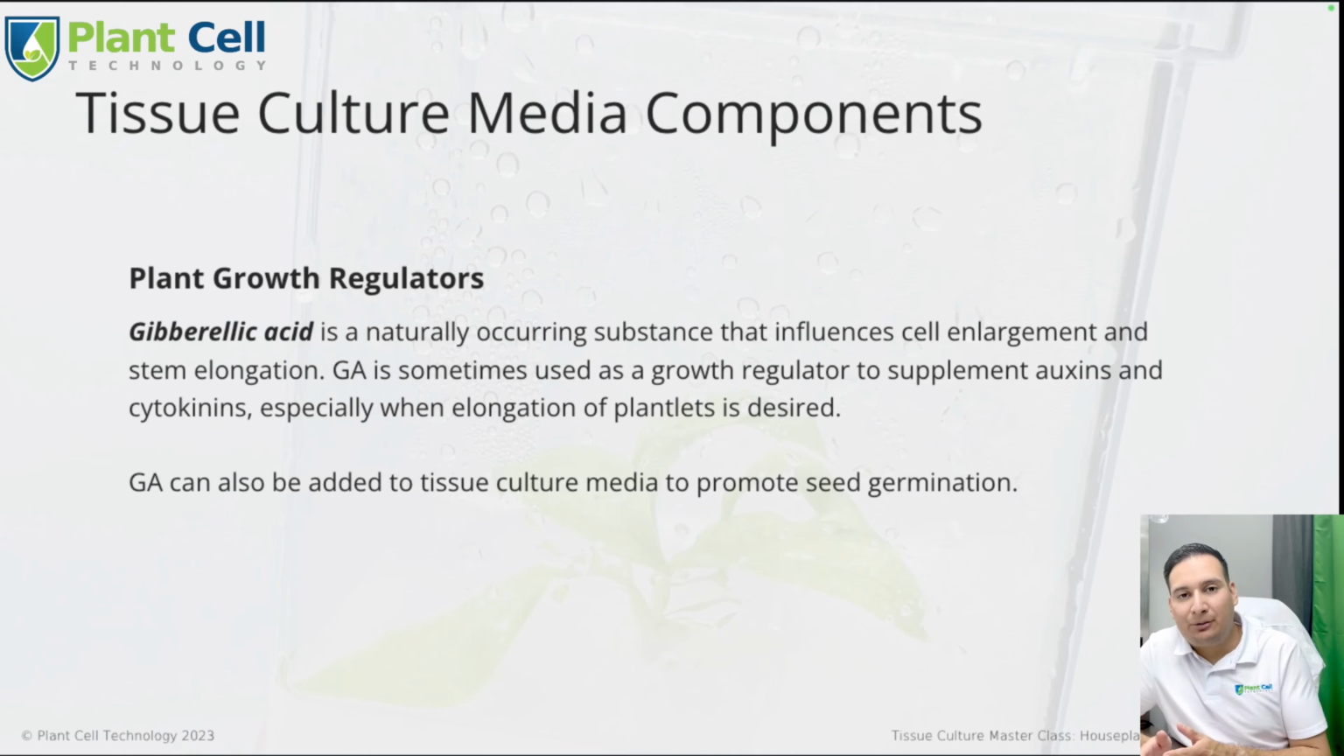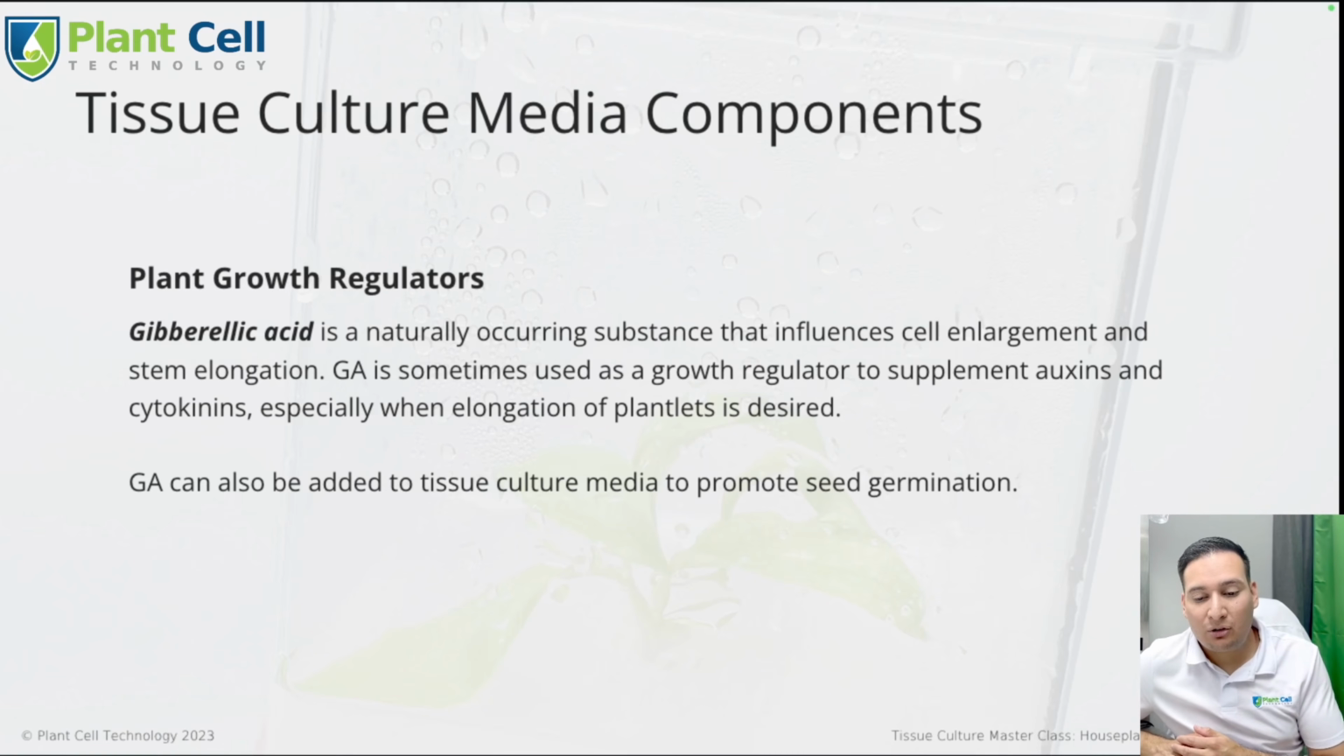Now let me talk about some other plant regulators that are not used that much in tissue culture, but they're still important. For example, we have gibberellic acid, which is a naturally occurring substance that influences cell elongation, cell enlargement, and stem elongation. It is often used in the plant tissue culture media, as it helps with the dormancy of seeds. So you can use it in different ways.